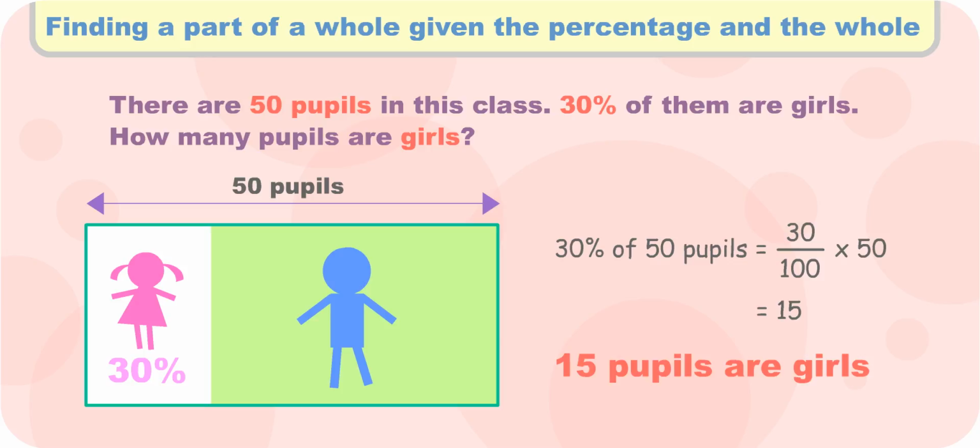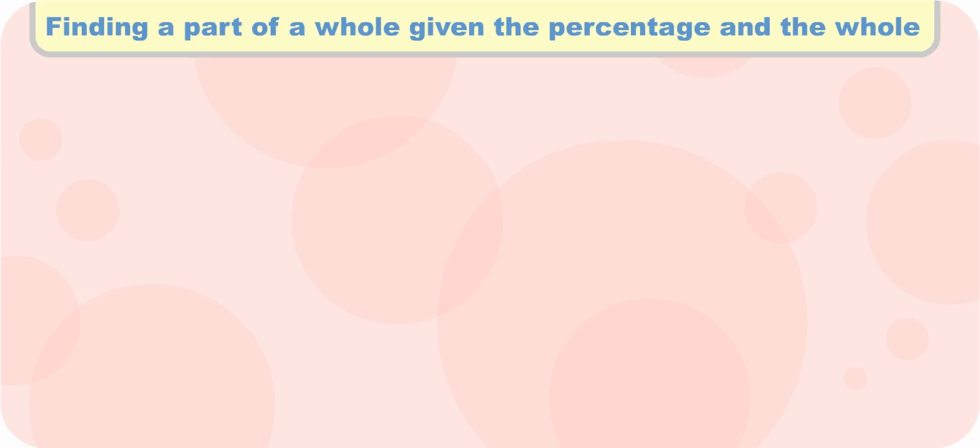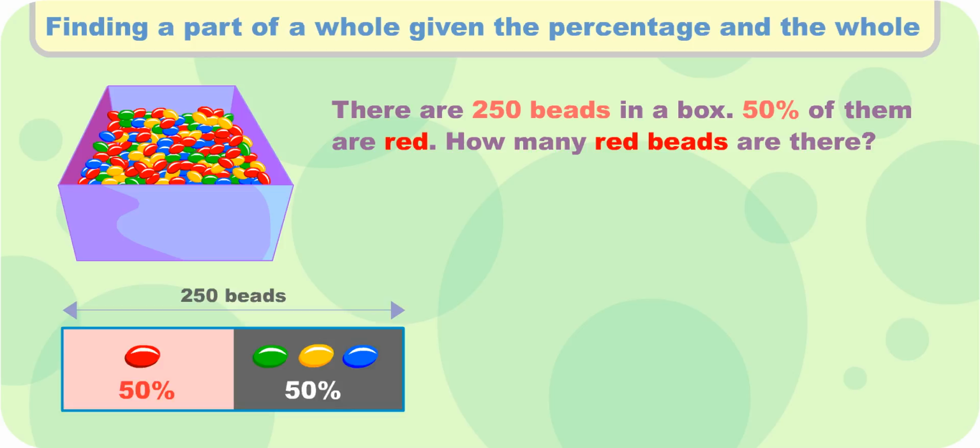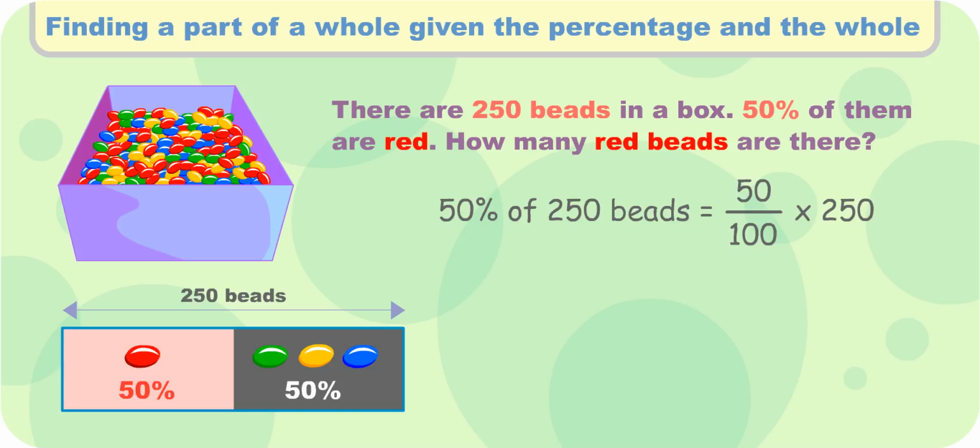Teacher, let me solve the next question. Okay, try this. There are 250 beads in a box. 50% of them are red. How many red beads are there? I know that 50% of 250 beads are red. So I have to find out how many is 50% out of 250. 50% of 250 beads equals to 50 over 100 times 250, which is equals to 125. There are 125 red beads.